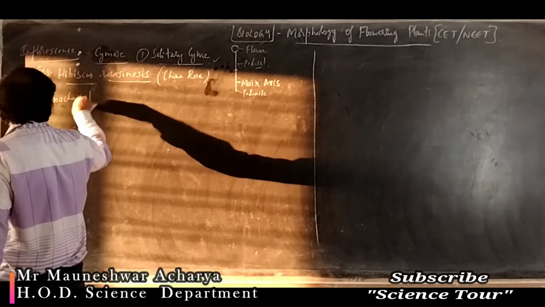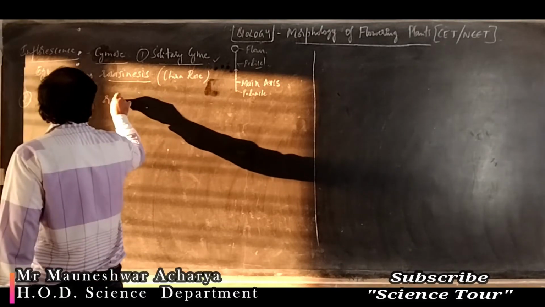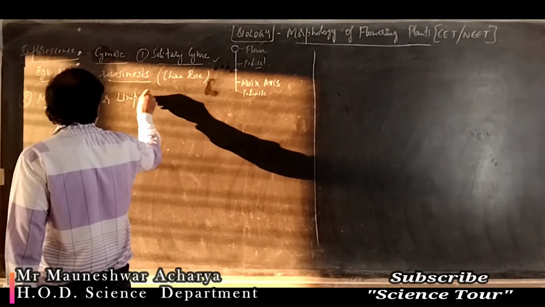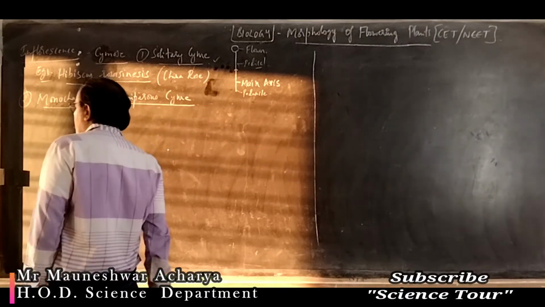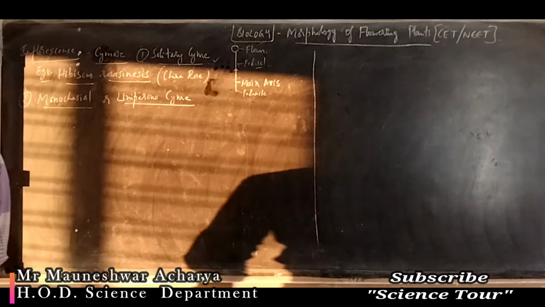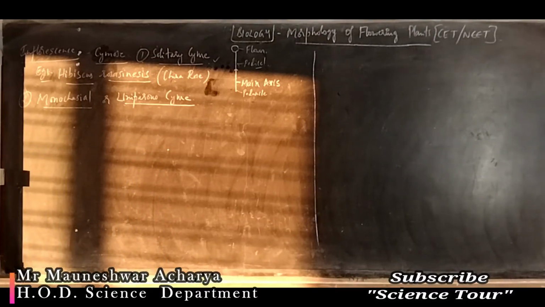Monochasial or uniparous cyme. What is monochasial or uniparous cyme? Here also the main axis ends in a flower. So it produces only one lateral branch, that is below.